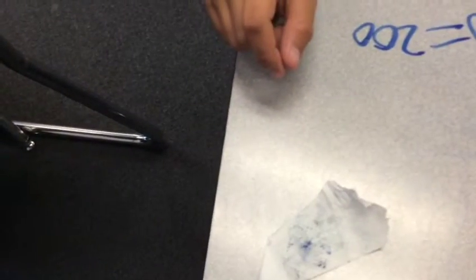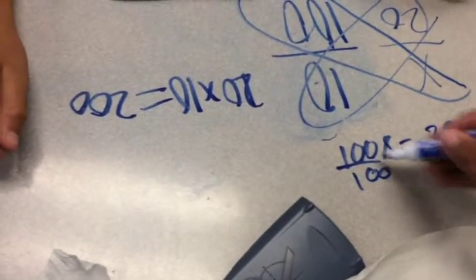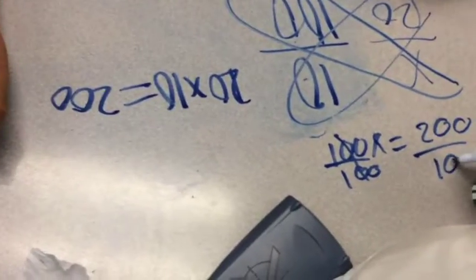You have 100x equals 200 divided by 100. Take the crosses out. Divide that in your calculator. So try to divide 200 over 100. So x equals what? x equals 200 divided by 100. You have a calculator, divide it.